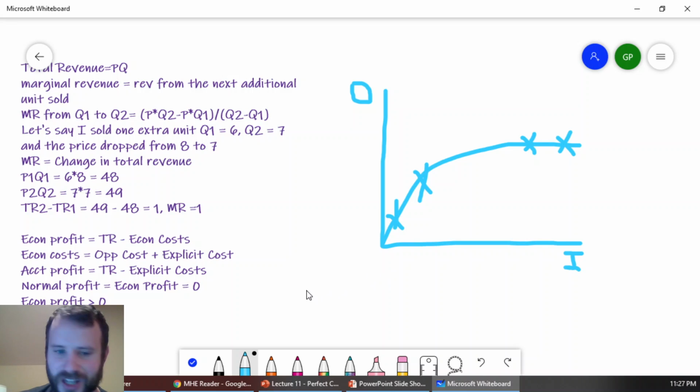Okay, so that's diminishing marginal product. The more hours you put into it, the less productive you are in that particular hour.